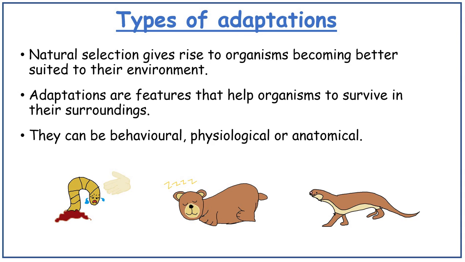Okay, now looking at types of adaptations. So natural selection gives rise to organisms becoming better suited to their environment. Adaptations are features that help organisms to survive in their surroundings. They can be behavioural, physiological, or anatomical.